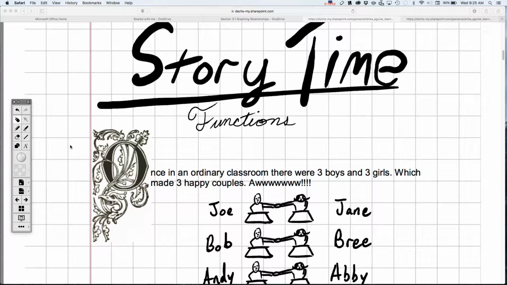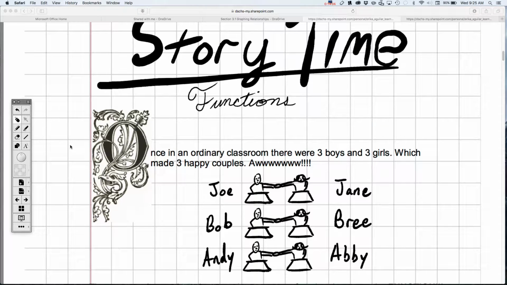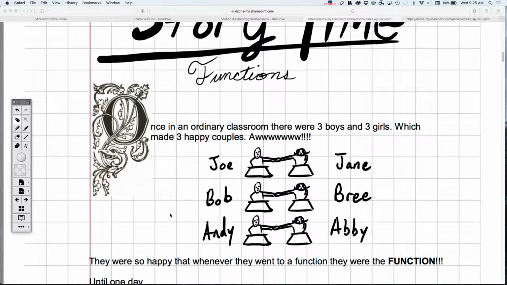Story time. You guys knew it was going to happen, huh? Oh, you didn't? You're still excited though, right? Okay. So, story time: functions. So this is how we're going to explain functions. Once in an ordinary classroom, I have this reading voice I use with my kids, so you guys get to hear it.